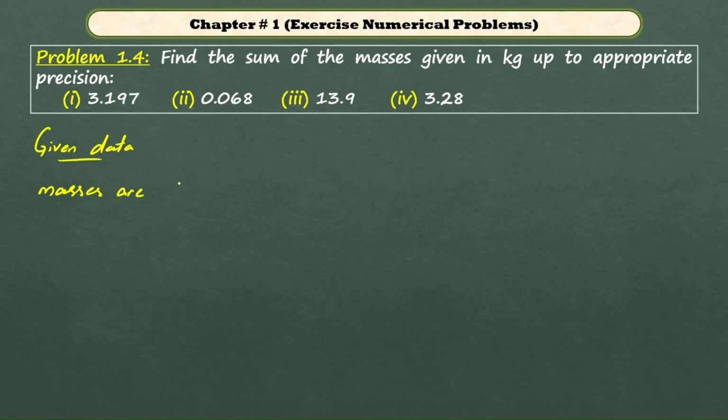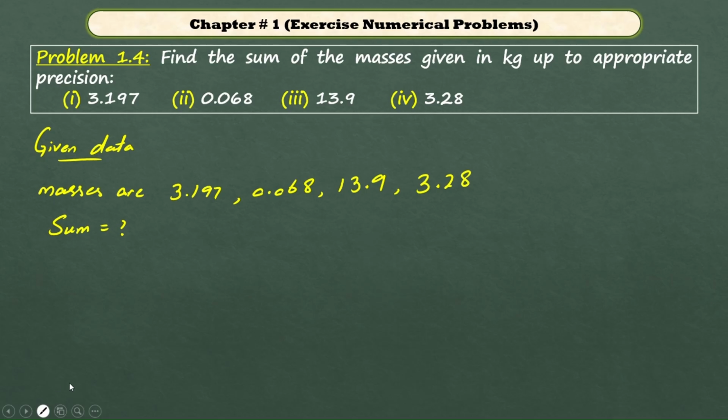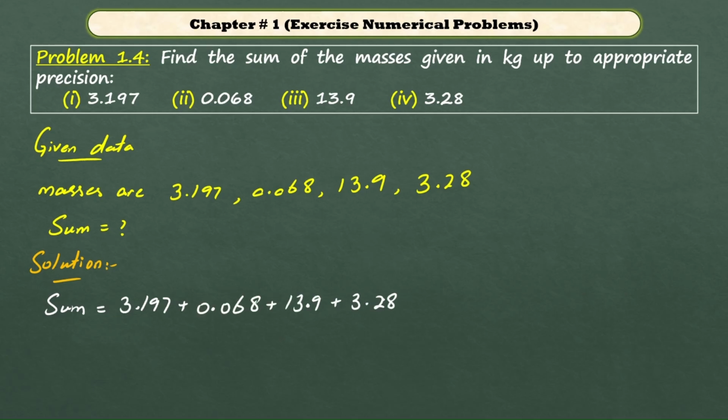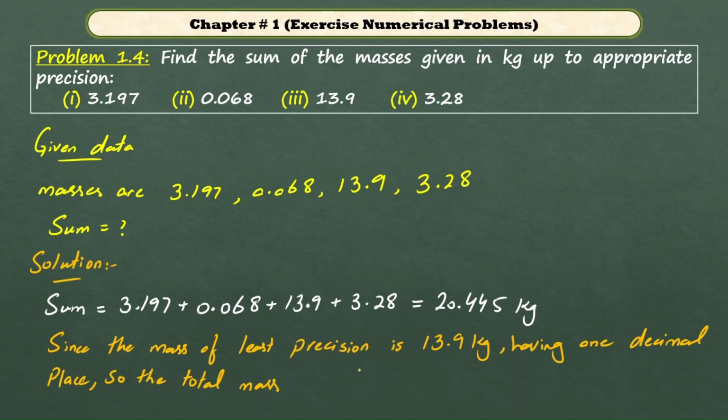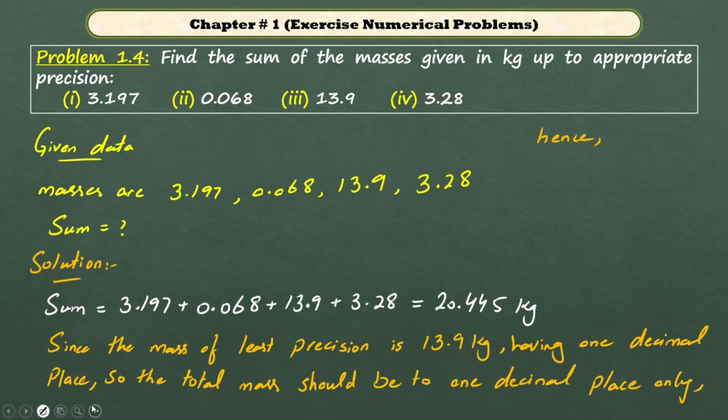Masses are 3.197, 0.068, 13.9 and 3.28. Sum is equal to question mark. Solution, sum is equal to, we have to add all these masses and it becomes equal to 20.445 kilogram. Since the mass of least precision is 13.9 kilogram having 1 decimal place, the total mass should be to 1 decimal place only. Hence, sum is equal to 20.4 kilogram.